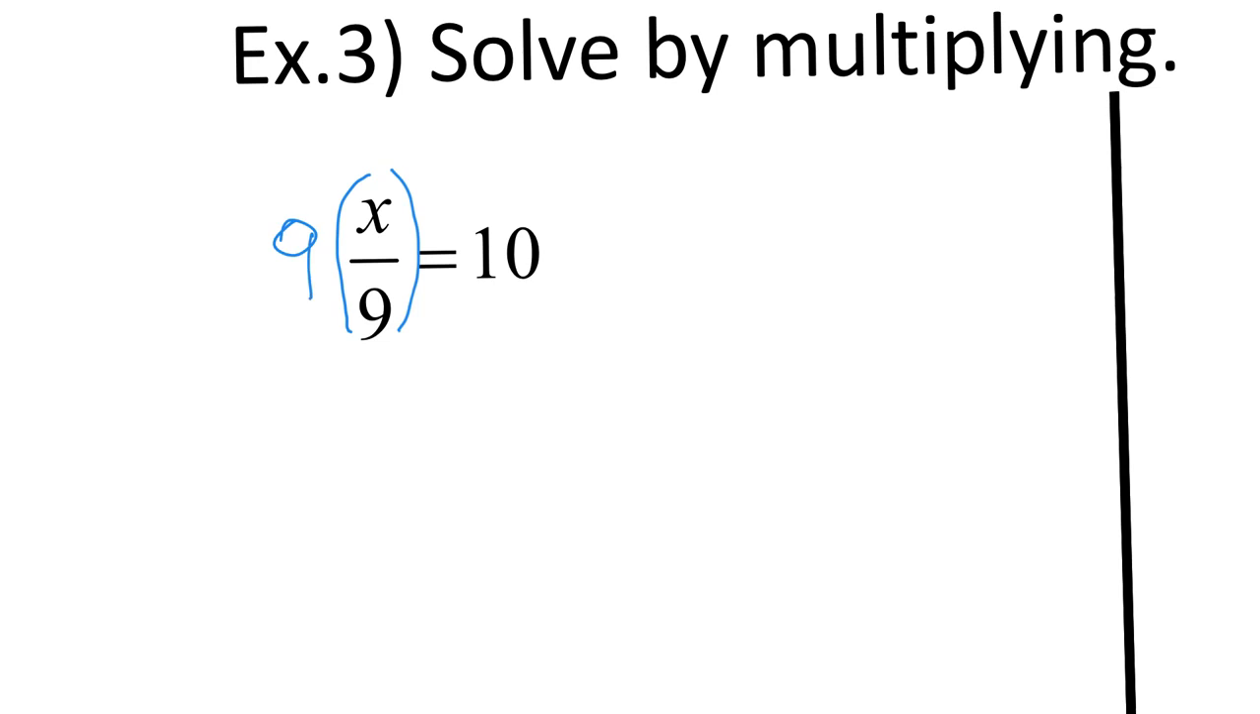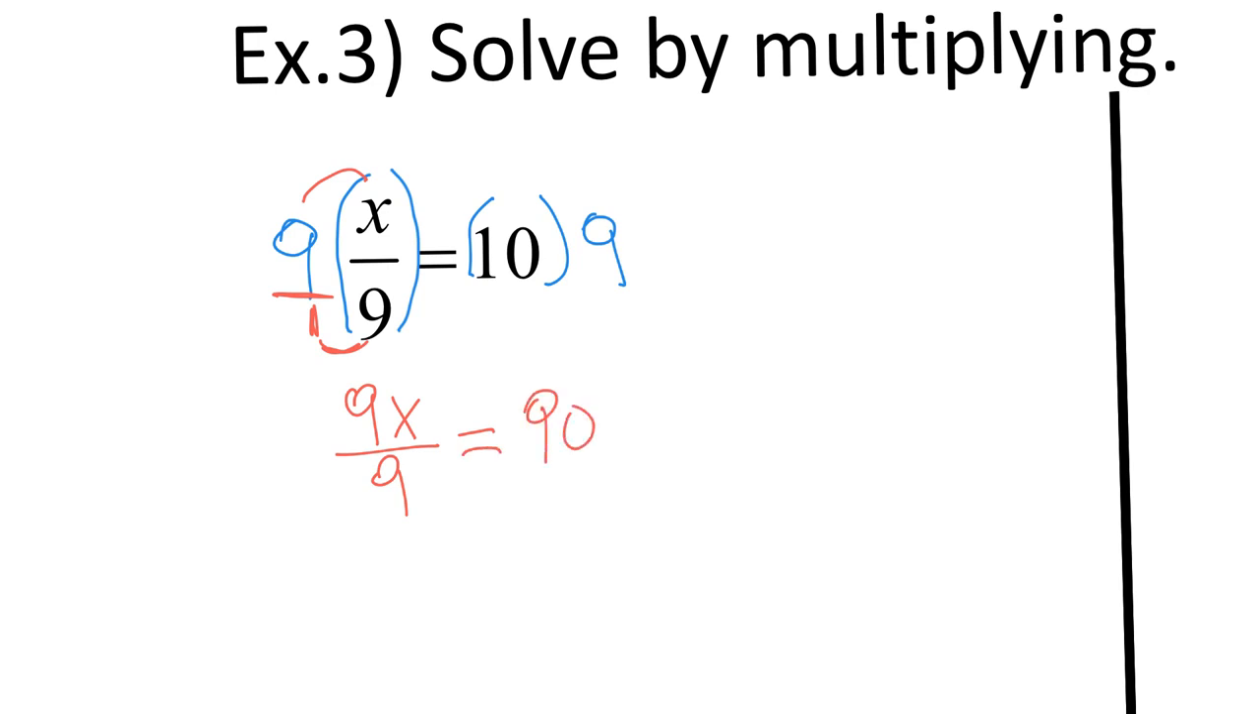And the balance scale, remember you have to keep a balance. Whatever you do to one side, you have to do to the other side. So when you multiply, you can put a 1 under this 9 here because we have a fraction inside the parentheses. You multiply the top, 9x, and you multiply the bottom: 1 times 9 is 9. On the other side, 10 times 9 is 90. You need to simplify the fraction, 9, or reduce the fraction.